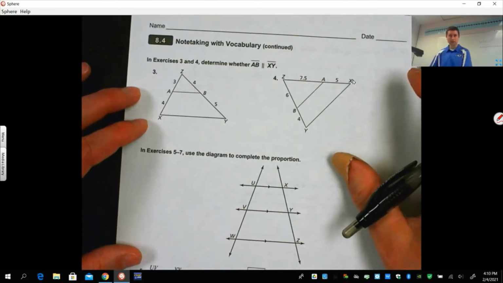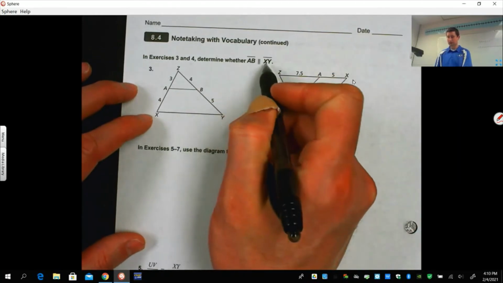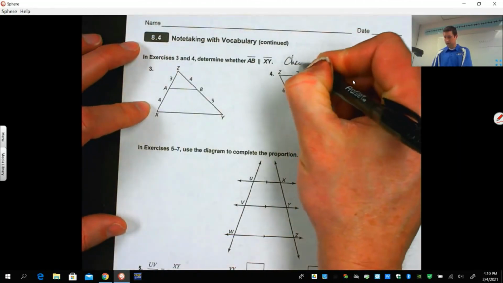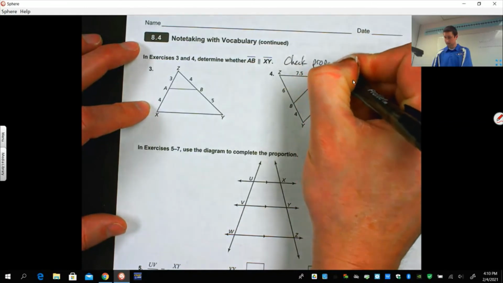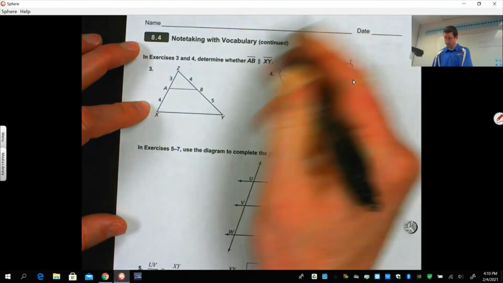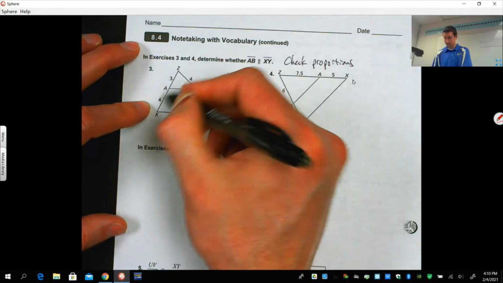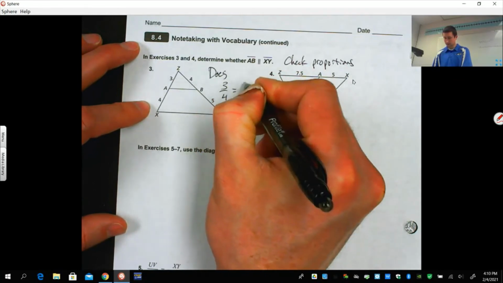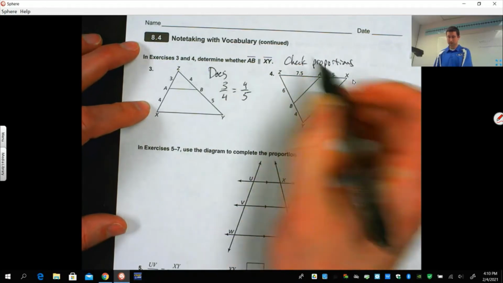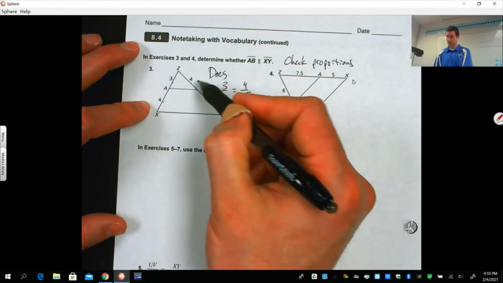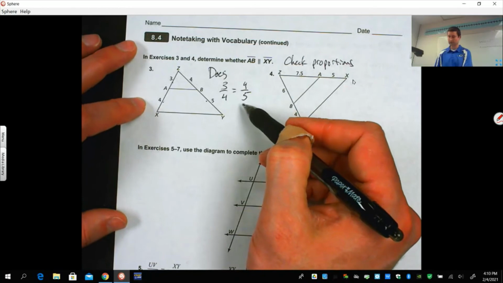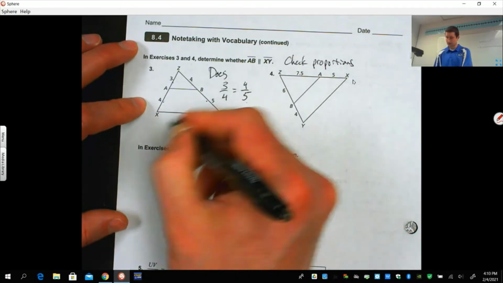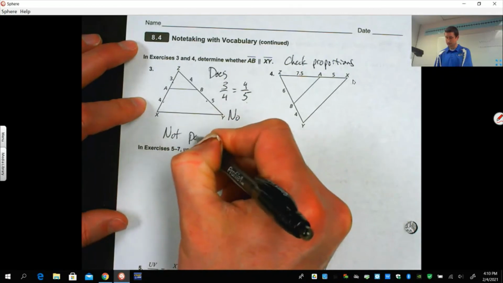This is the converse. Now it says determine whether they are parallel. So we check the proportions. I'm just going to go down the row over here. Does 3 over 4 equal 4 over 5? We know those fractions. That's 3/4, that's 4/5. They are not the same fractions. So no, and they are not parallel.